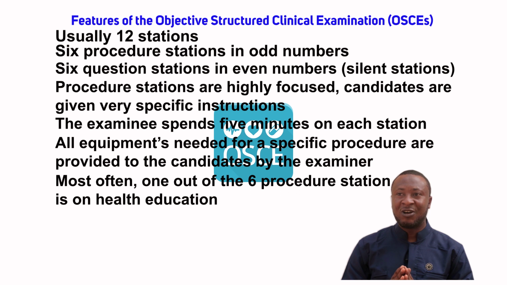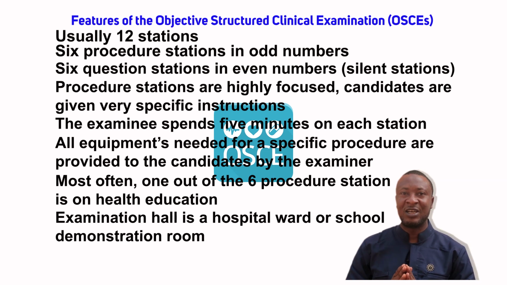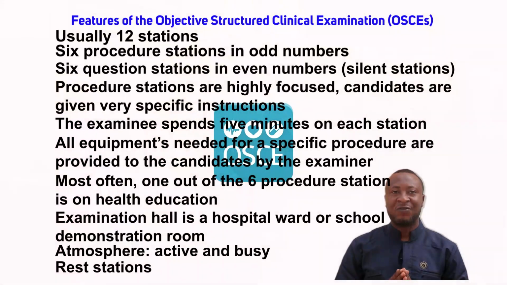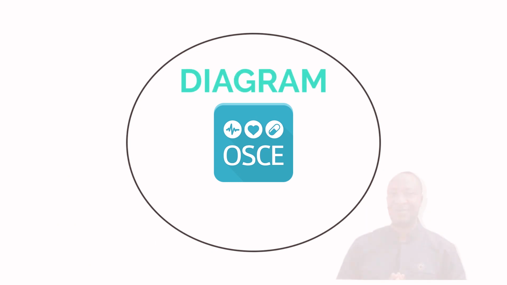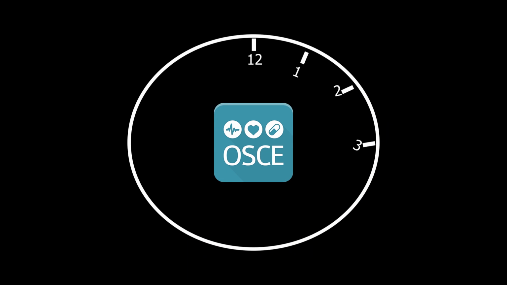Most often, 1 out of the 6 procedural stations is on health education. The examination hall is a hospital ward or school demonstration room. The atmosphere used to be active, busy, and lively. Sometimes we do have a resting station, and this resting station is provided in order to complete some cycles. Remember, I told you earlier that the cycle goes in a clockwise direction.